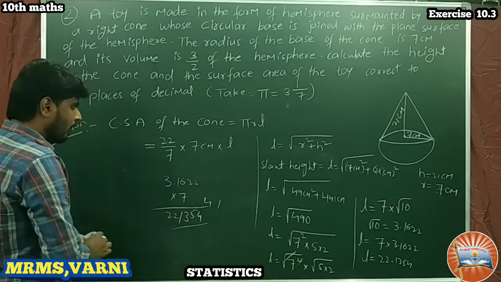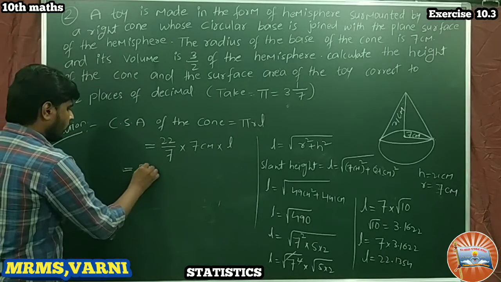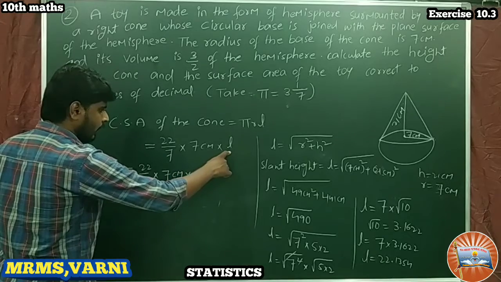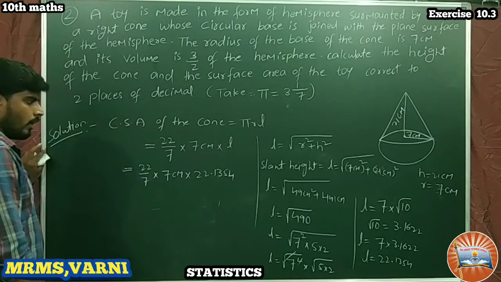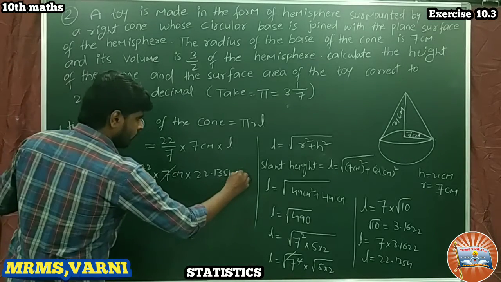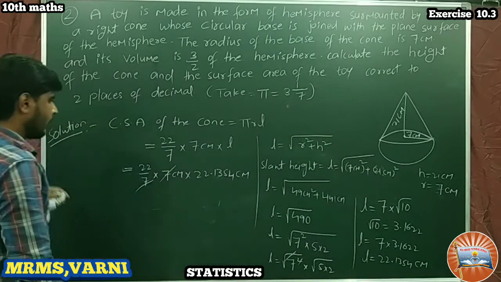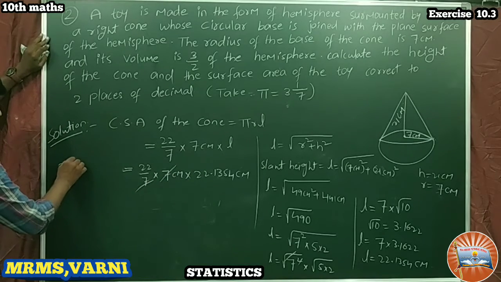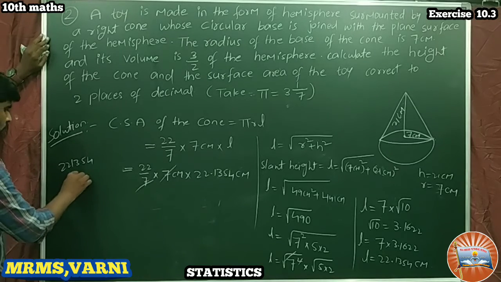So replace that L value here. 22 by 7 into 7 centimeter into the L value we got, 22.1354. This 7 gets cancelled, and here it is centimeter, here it is also centimeter. So now multiply 22.1354 into 22. Forget about the decimal point for a while, into 22.